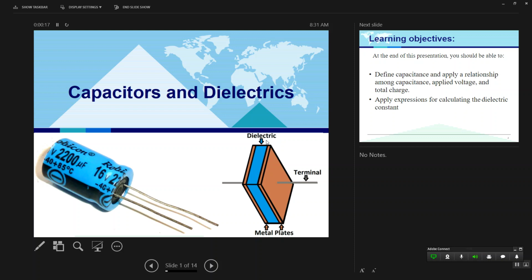All right. And essentially, what capacitors are two parallel plates separated by some substance called a dielectric. Right? And we'll talk about why this is important. Heard of the term capacitor before? Yeah, maybe some of you.